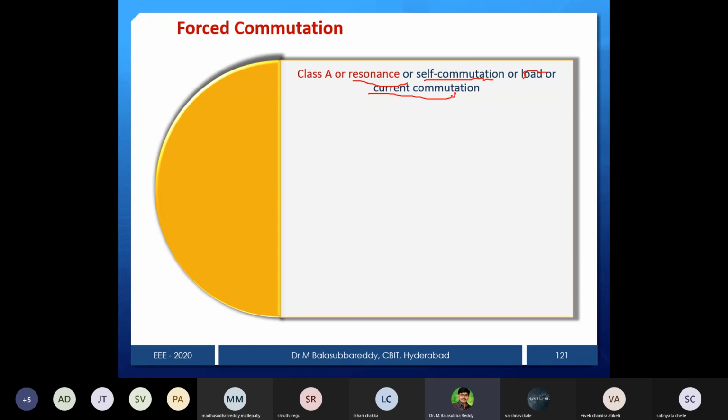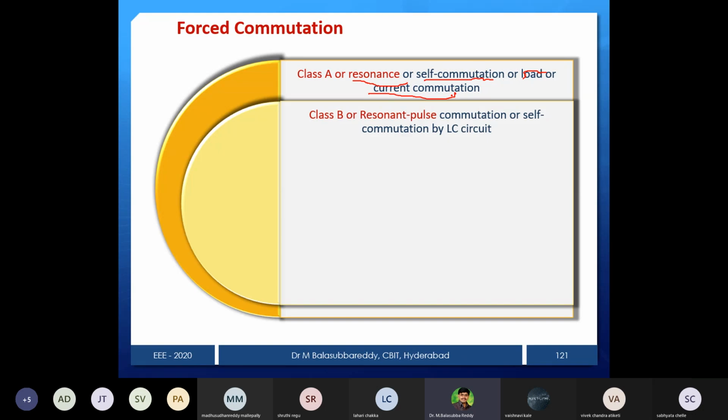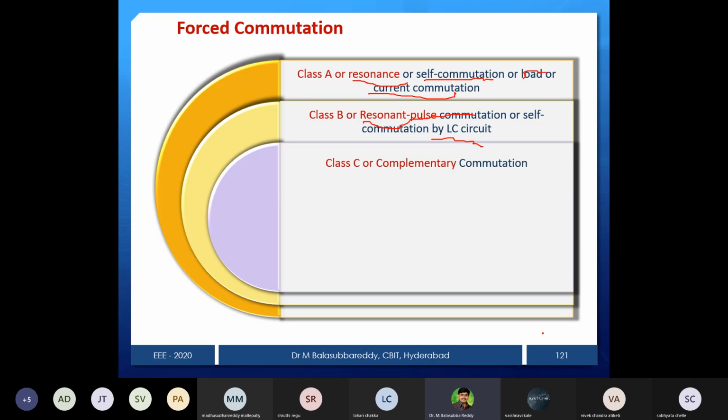This is class A commutation. Another one, class B commutation, is also called resonant pulse commutation and is self commutated by an LC circuit. We are using L and C components there, as a tank across the device. So that is class B or type B.